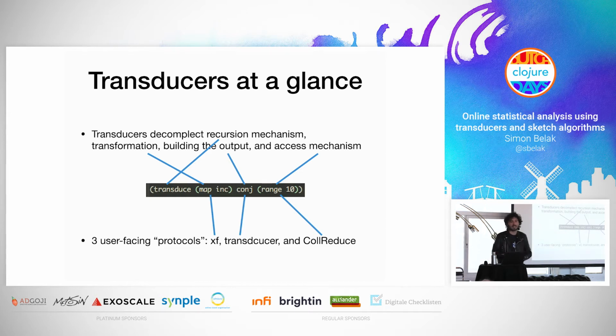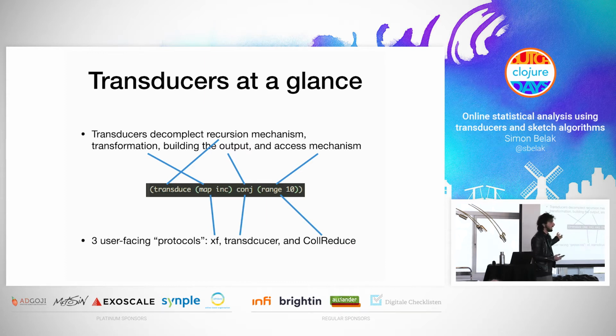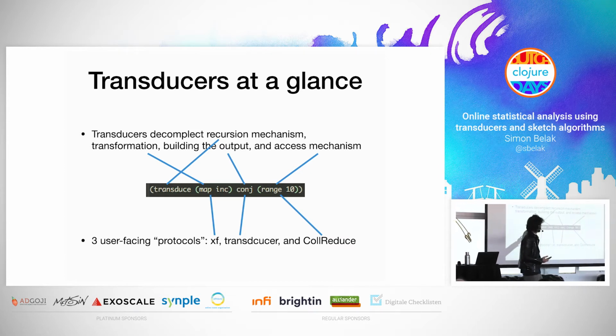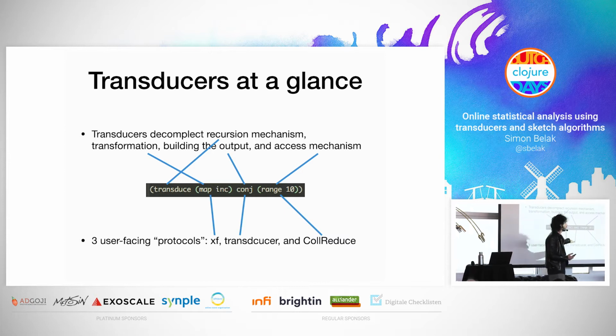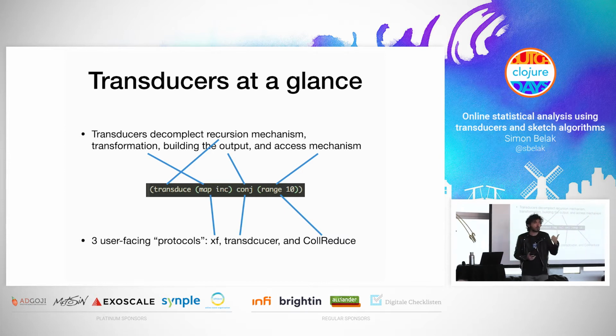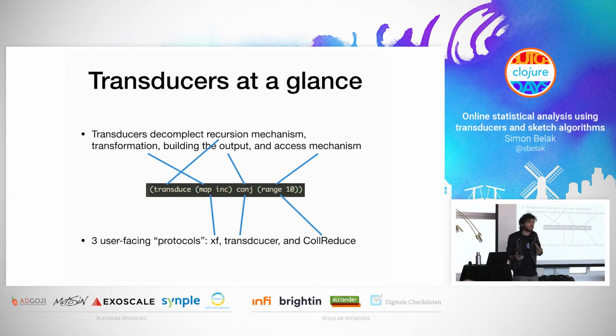What transducers do is decomplect four things that otherwise very often tend to be complected: the recursion mechanism, the transformation, the thing that we're actually doing with our data, building the output, and the access mechanism. Here it's exploded out. The other nice part is not just decomplecting all this, a main Clojure theme, but also that a lot of these things have either actual protocols or informal protocols of how they work. That means we can write our own and also extend existing functionality, as we'll see as we delve in.